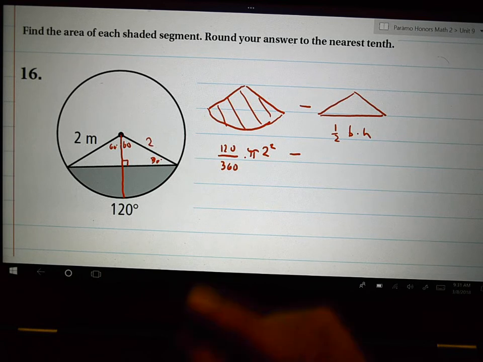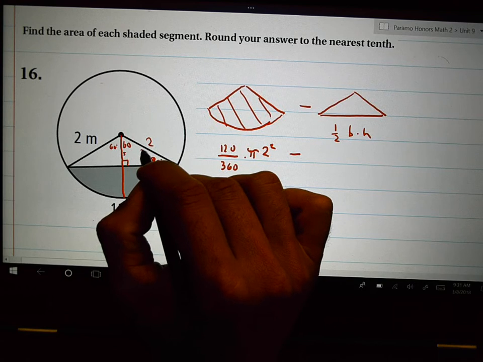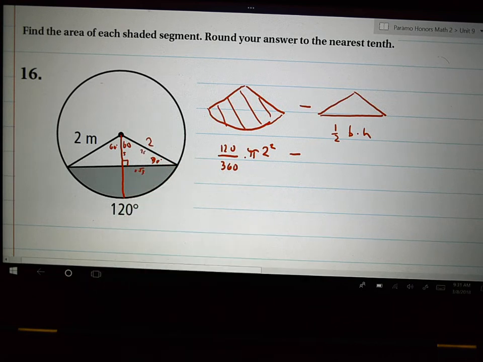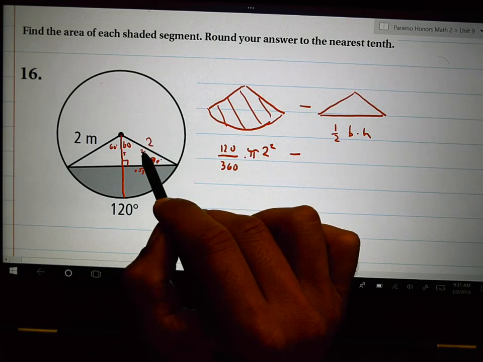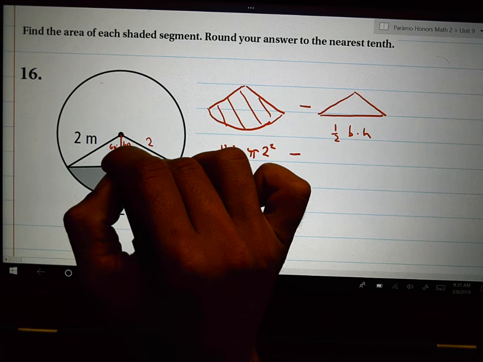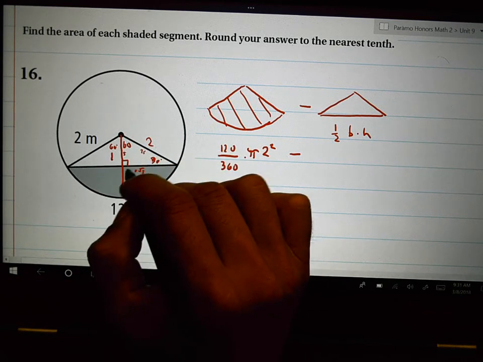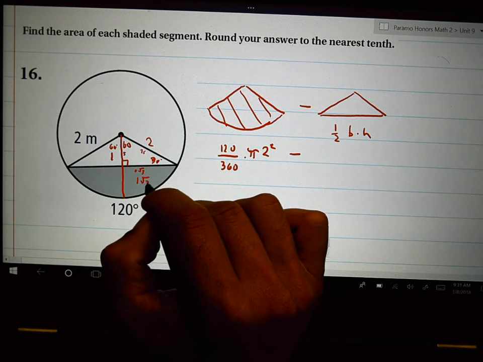That means across from the 30 is S. Across from the 90 is 2S. And down here is S root 3. If the radius is 2S, then that means S has to be a distance of 1. That means this part of the base is 1 root 3.